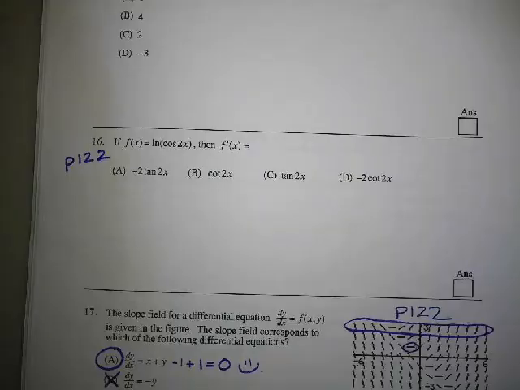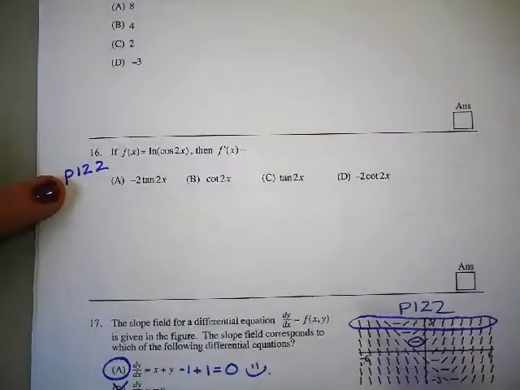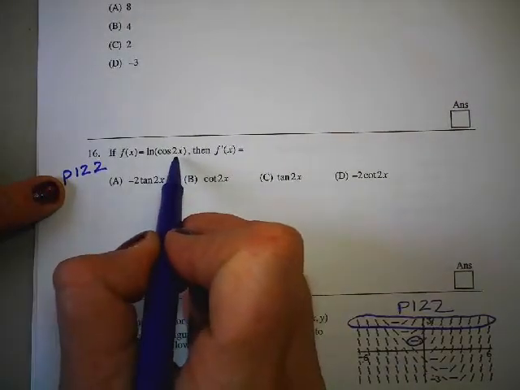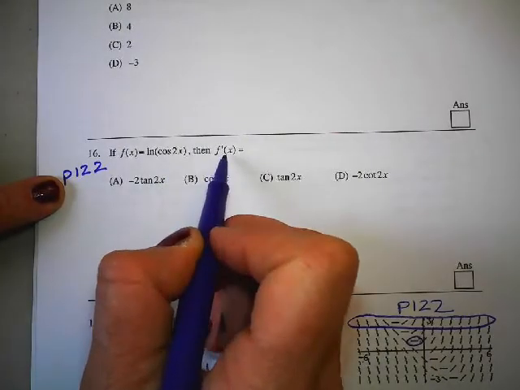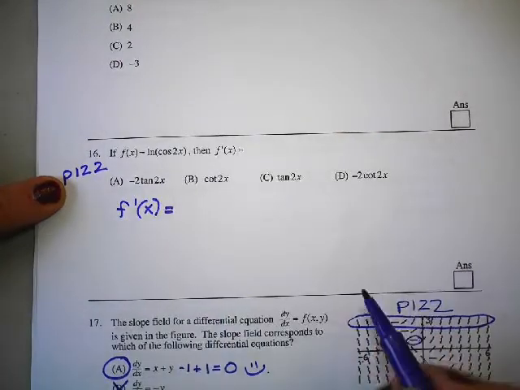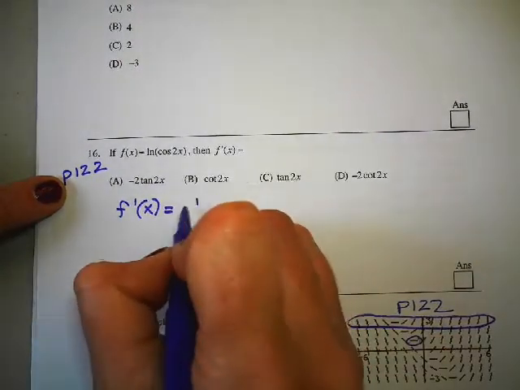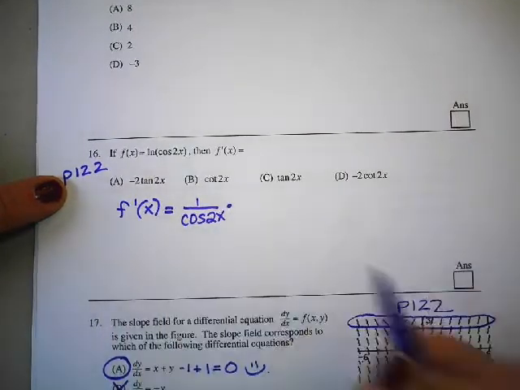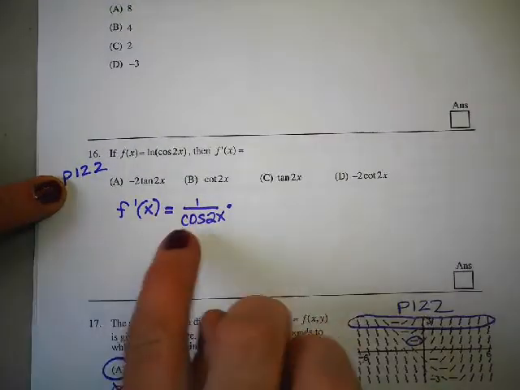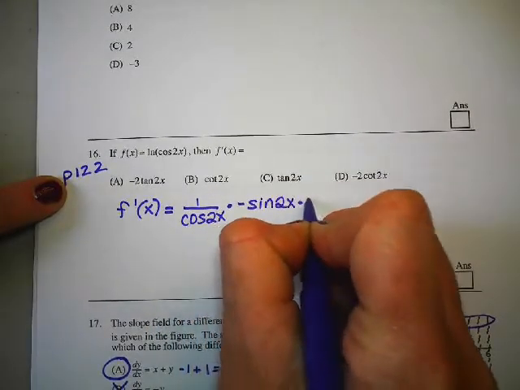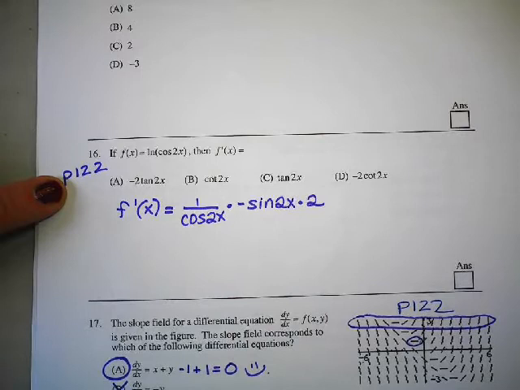Okay, next one is page 122, number 16, and we're given a natural log of cosine 2x and asked to find the derivative. So f prime of x is the derivative. Well, the derivative of natural log is always 1 over the function. So 1 over cosine 2x. I have to do a chain rule. The derivative of cosine 2x is negative sine 2x, and there's another chain hidden in there, times 2.